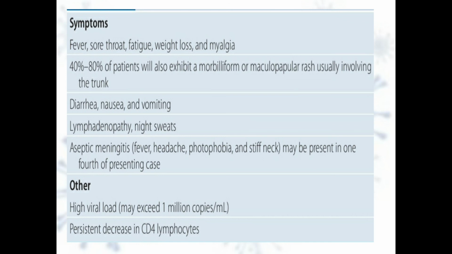Also you can see diarrhea, nausea and vomiting. Then symptoms such as lymphadenopathy, night sweats, aseptic meningitis, which may be characterized with fever, headache, photophobia and stiff neck. So this aseptic meningitis may be present in 1/4 of the presenting cases. And other important factors, that is laboratory factors, are high viral load, that may exceed 1 million copies per ml, and persistent decrease in the CD4 lymphocytes. So these two are the main two indicators for HIV infection.